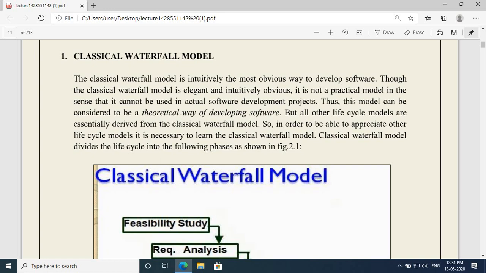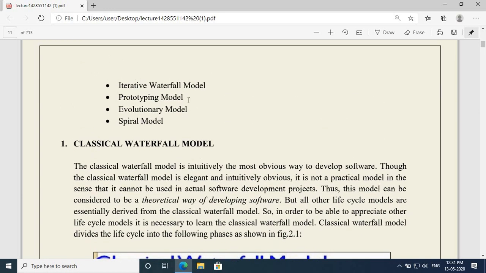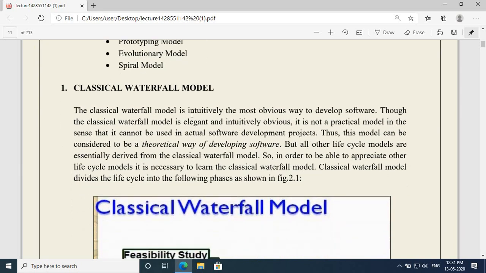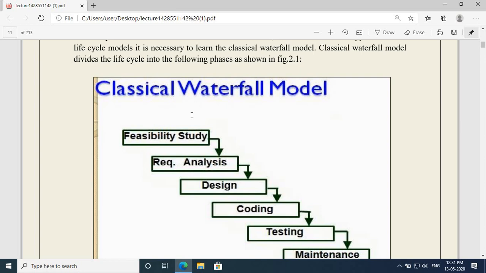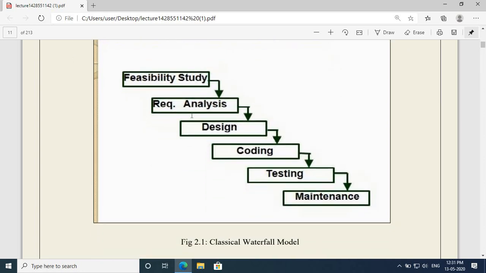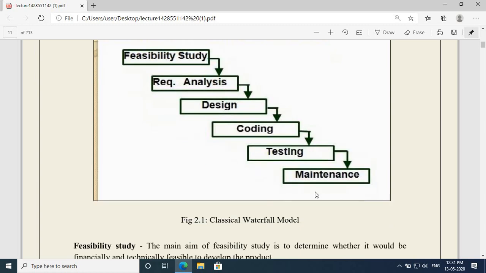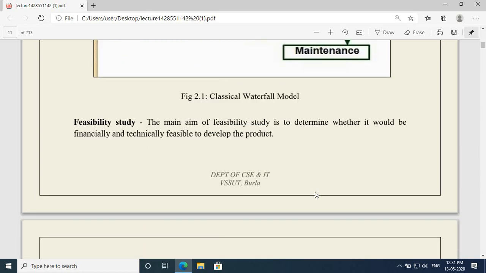But all the other life cycle models, like the iterative waterfall model, prototype model, evolutionary model and spiral model, must follow the classical waterfall model. So first we will study the classical waterfall model. The classical waterfall model divides development into these steps: first is feasibility, then requirement, design, coding, testing, maintenance. We will discuss them one by one.